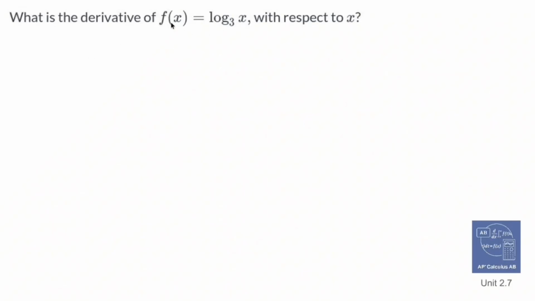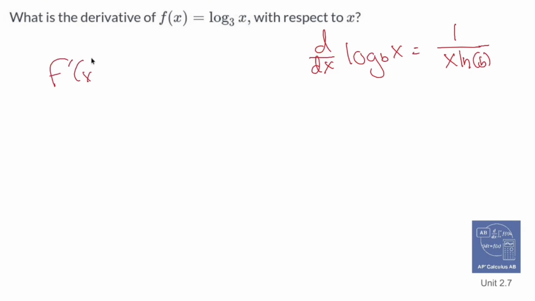What is the derivative of f of x equals log base 3 of x with respect to x? Generally speaking, the derivative of a log base b of x is going to be 1 over x times the ln of whatever that base is, right? So this is a very straightforward problem. Since I have log base 3 of x, I could say the derivative of f of x is going to be f prime of x equals 1 over x times the ln of 3.